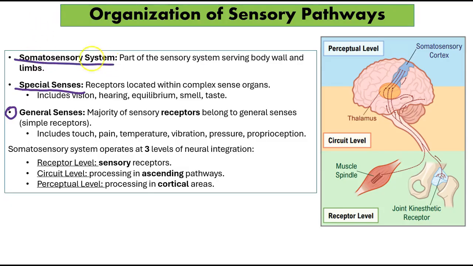Somatosensory system, we are going to be focusing on those general senses. Okay, and the somatosensory system is going to operate at 3 levels to help us get that signal to the brain. Very similar to what we saw before, and also very similar to our homeostatic cycle. So those 3 levels are receptor level, circuit level, and perceptual level. We'll be going through those as we go along.